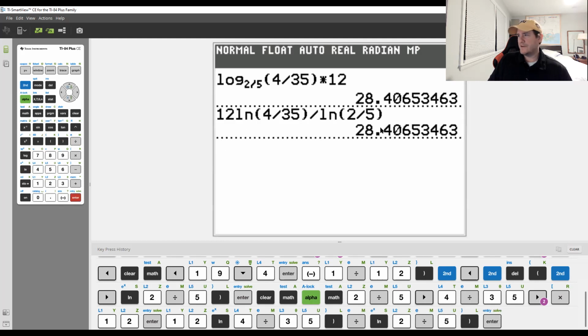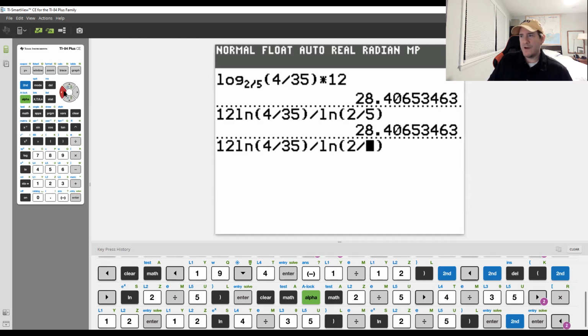And I will get the exact same answer. Oh, by the way, you cats may not know this. See right above enter where it says entry? If you hit second enter for entry, then you get your previous entry. So now I can go back and edit that.